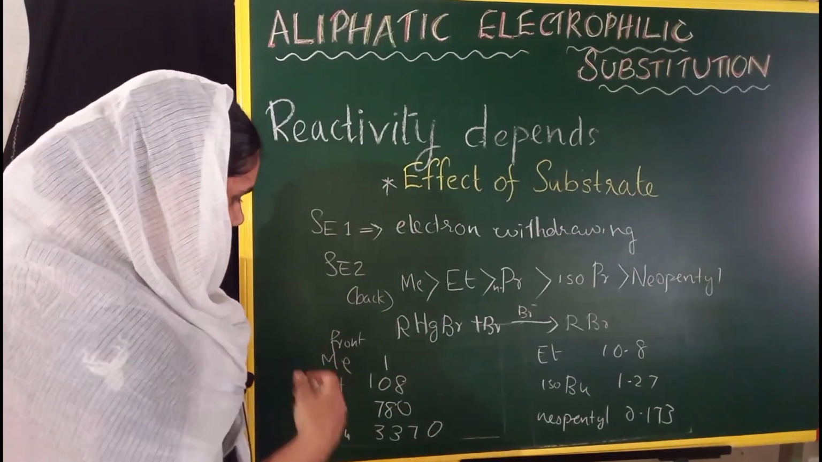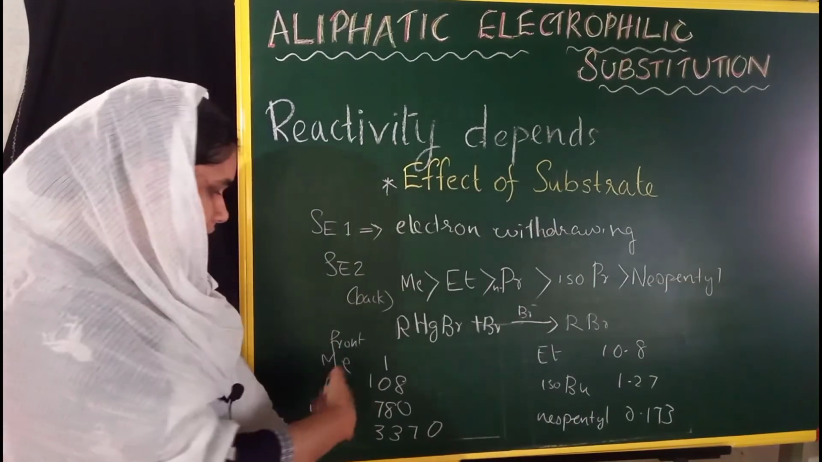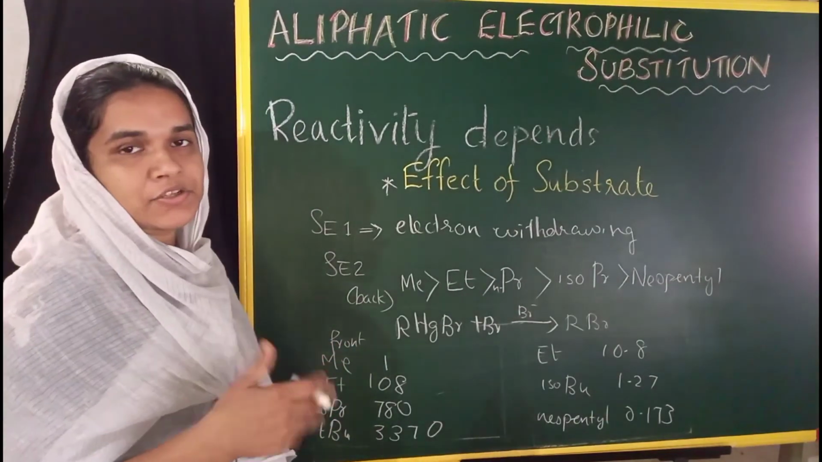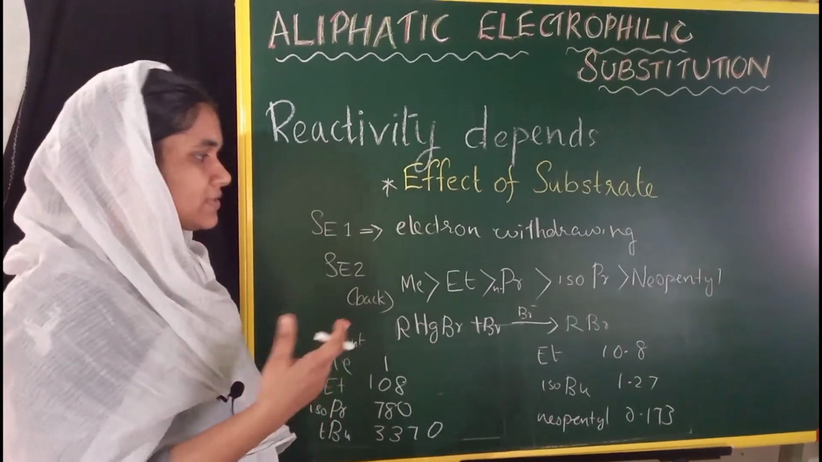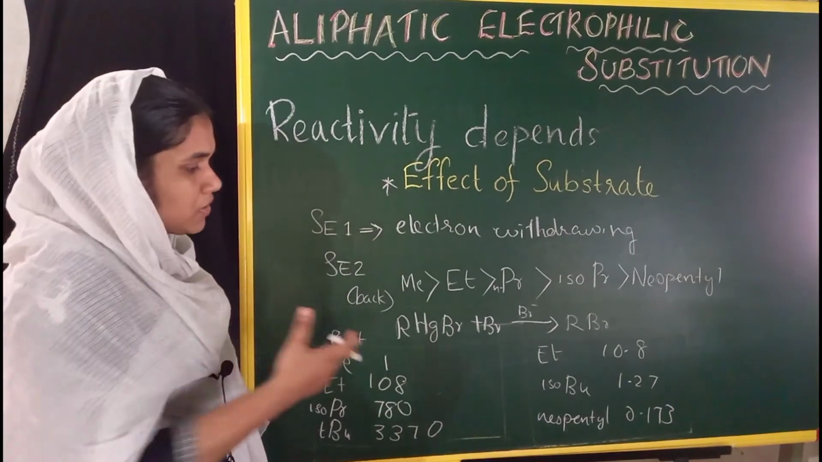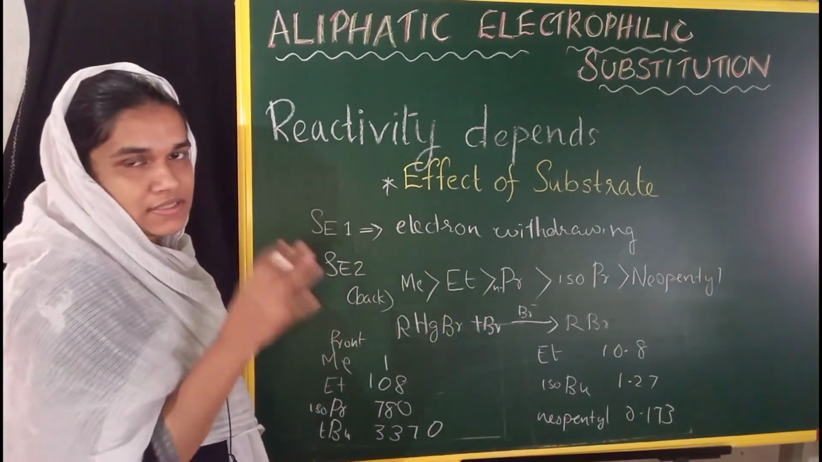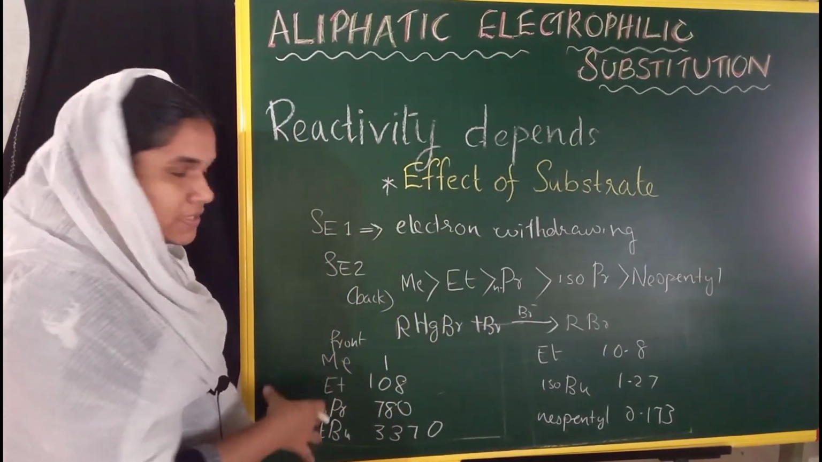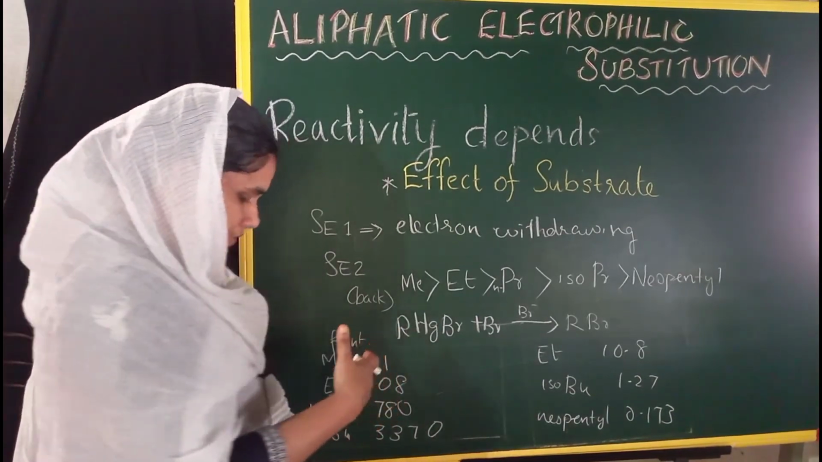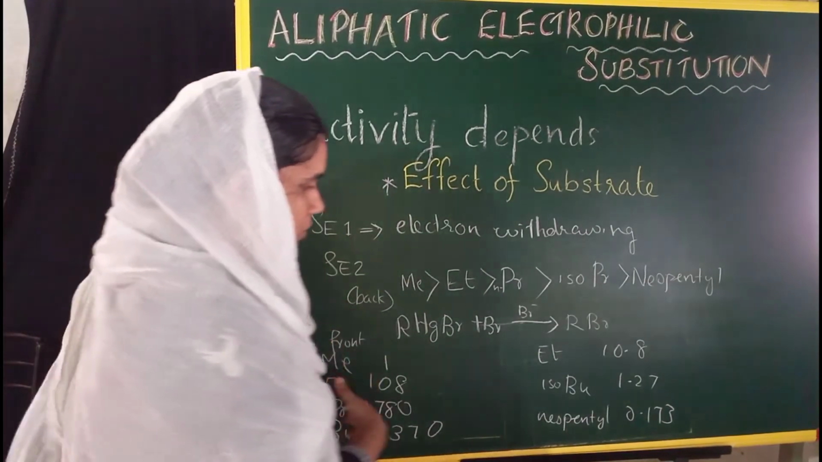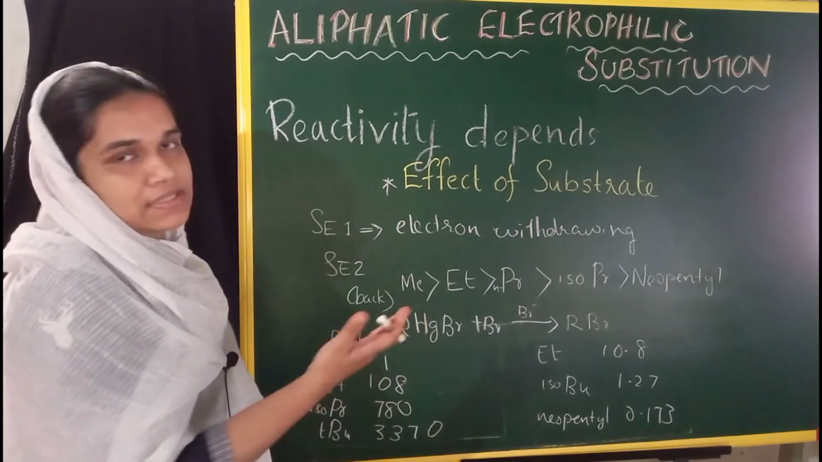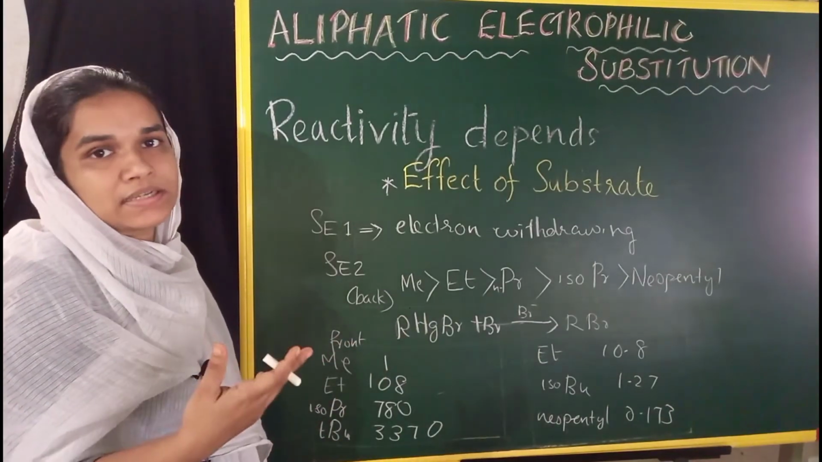The increase in reactivity is due to this alkyl group stabilizing the positive charge developed over here at the transition state. That is why there is such an increase in reactivity order in the case of alpha branching. But in the case of beta branching, the decrease in reactivity is due to steric reasons.